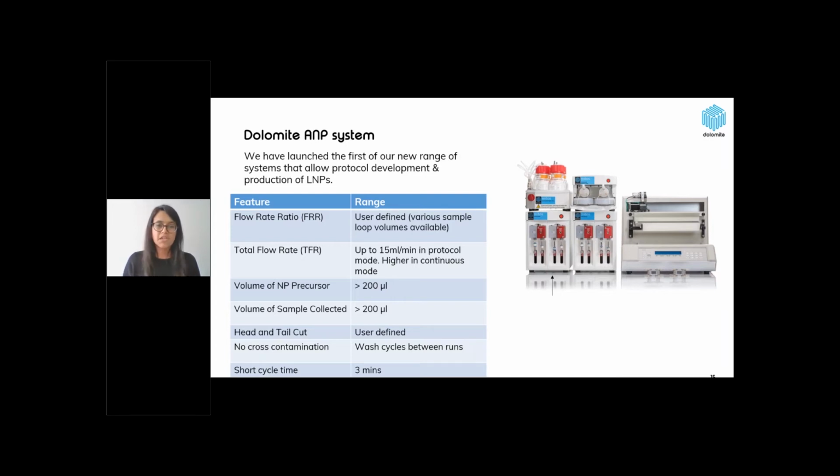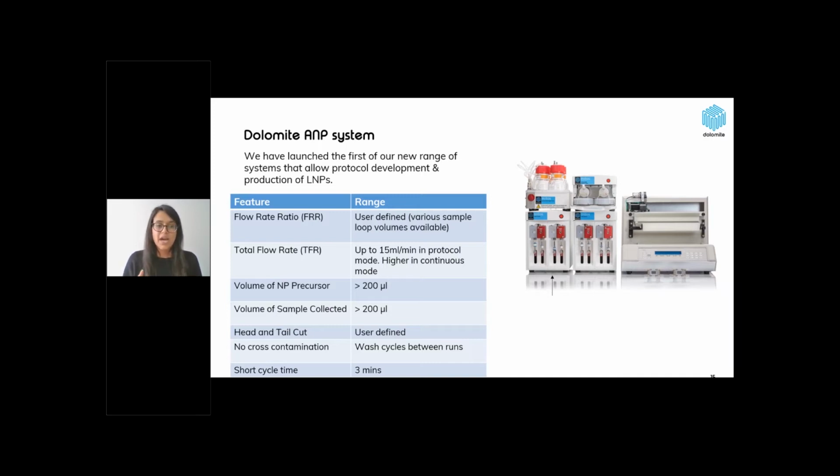Once you have optimized your parameters and you want to have much higher throughput, you can simply turn it into more of a continuous mode and go through bulk production, and it can go beyond the 15 mls per minute. If you have precious cargo, for example, it can work with volumes as low as 200 microliters and collect samples as low as 200 microliters as well.